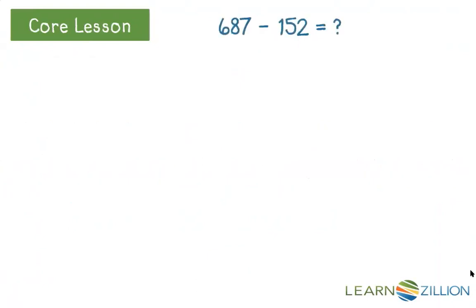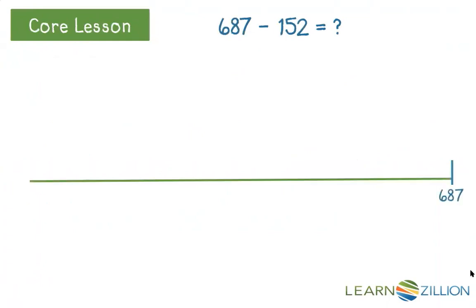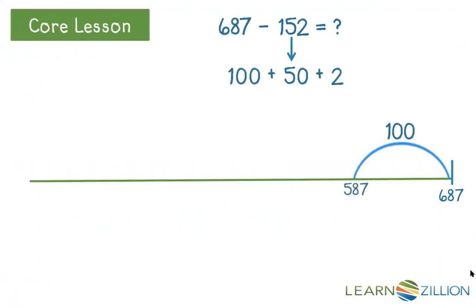And we'll look at one last example, 687 minus 152. So again, here's my number line. I start on the right since I'm subtracting and moving backwards towards smaller numbers. And then I expand 152 into 100 plus 50 plus 2. So just 1 hundreds jump less, and I'm at 587.